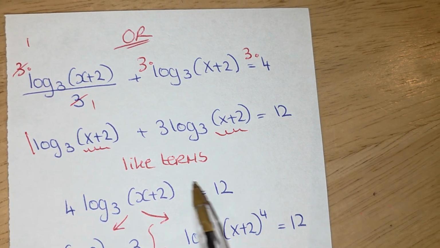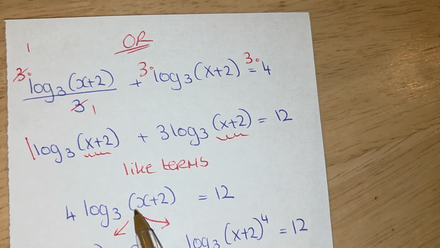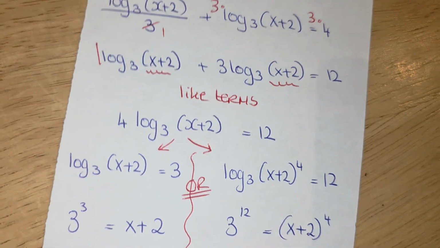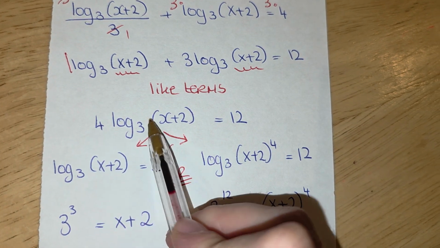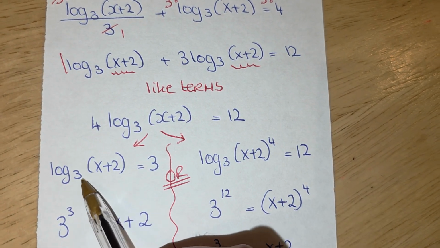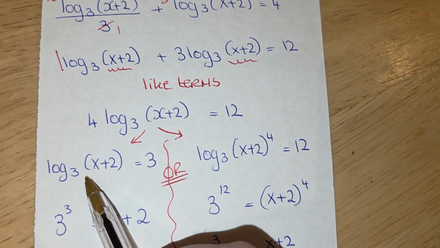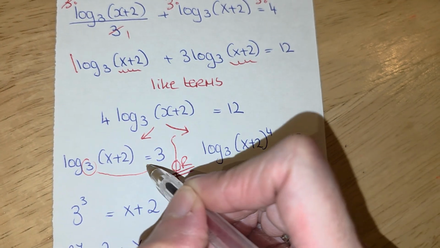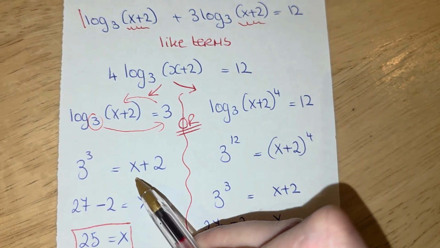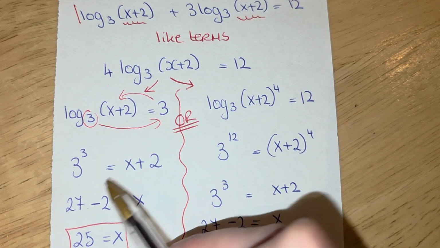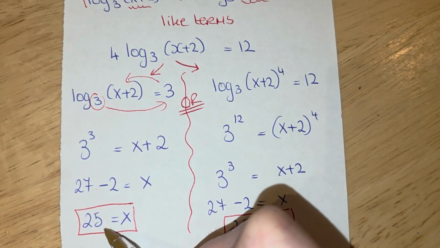Then you can either divide across by 4 to get the log on its own, right? If I do that, it will look like this. Divide both sides by 4, and you'll just get the log of the bracket base 3 is now equal to 3. Take it out of log notation, so it'll be 3 to the power of 3 equals the bracket. 3 cubed is 27. Bring over the 2 and subtract it, and you get 25.